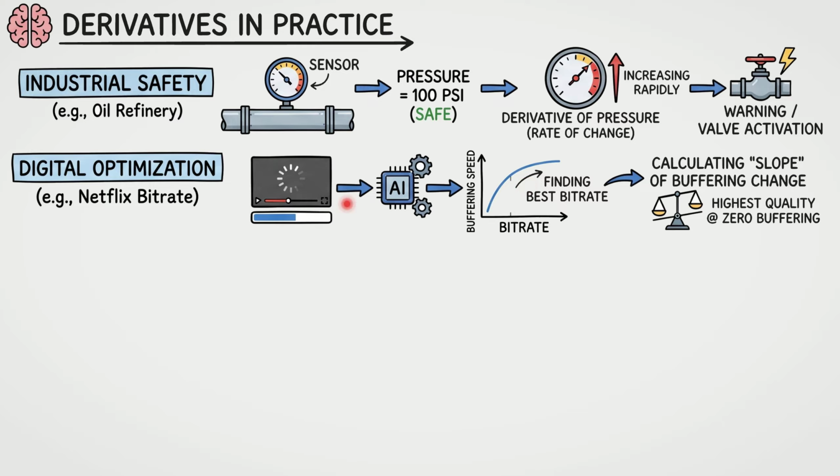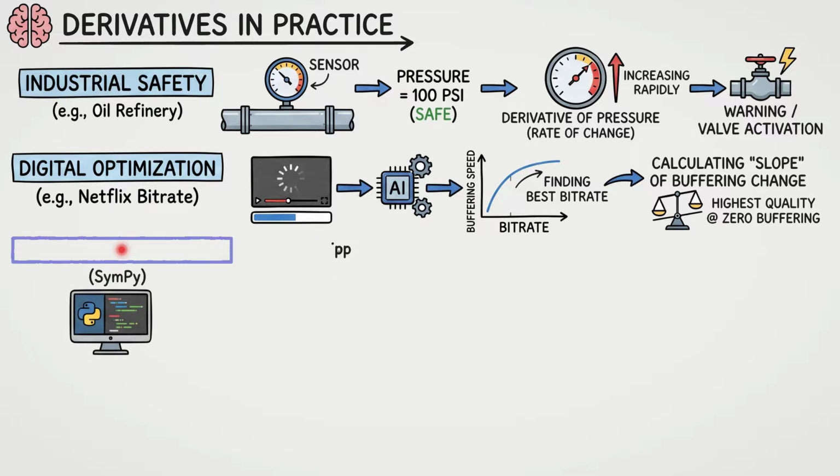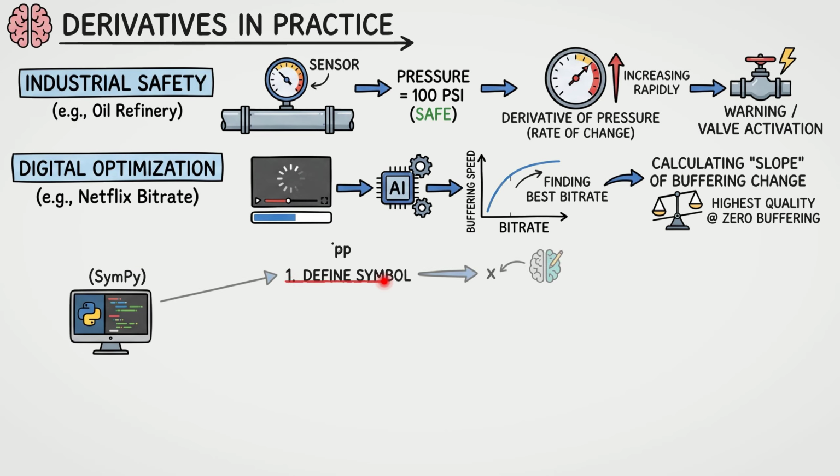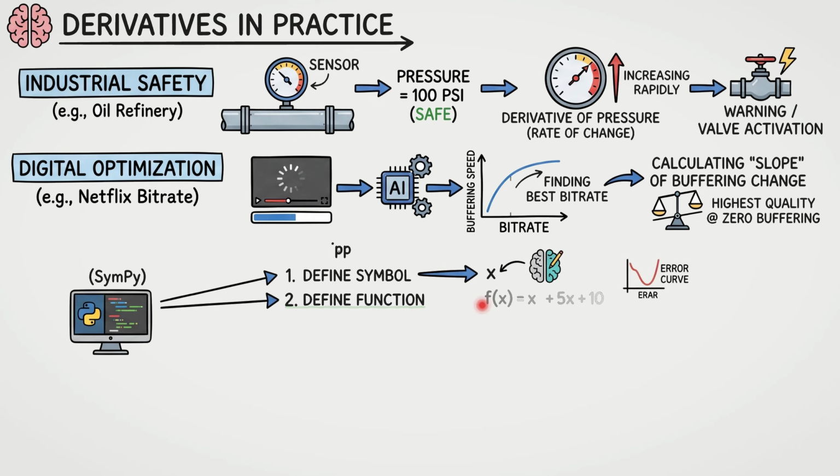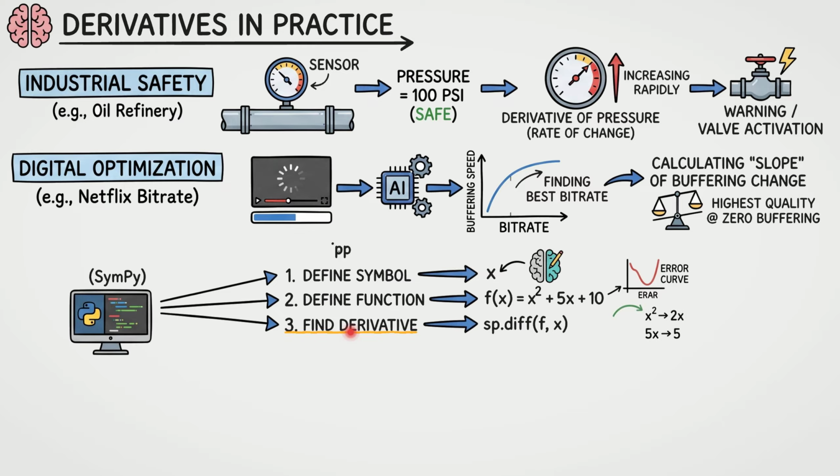So, how do we actually program this? Developers often use a Python library called SymPy to handle this symbolic math. Let's walk through a typical script. First, we define x as a mathematical symbol rather than just a standard variable. Next, we define our AI's error function, which in this case is x squared plus 5x plus 10. Then we find the derivative. Using the diff command, the computer applies the power rule. The x squared becomes 2x and the 5x becomes 5. Our resulting formula is 2x plus 5.